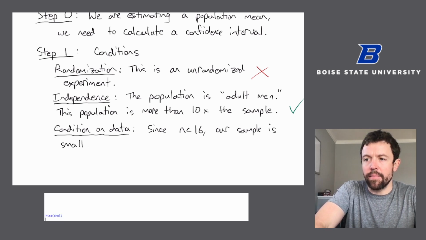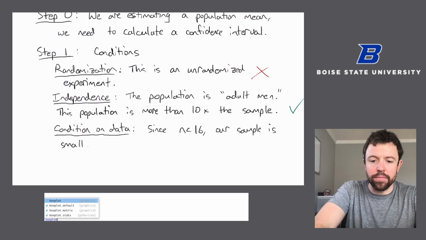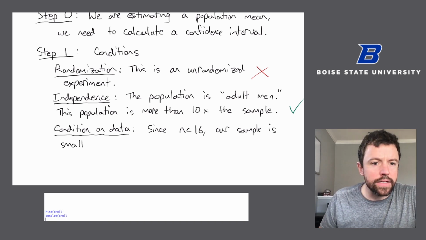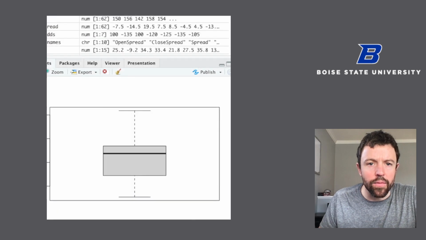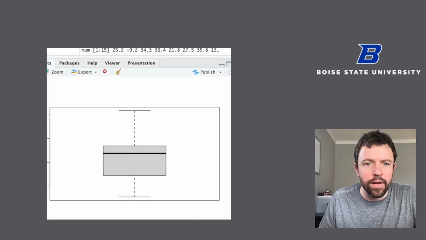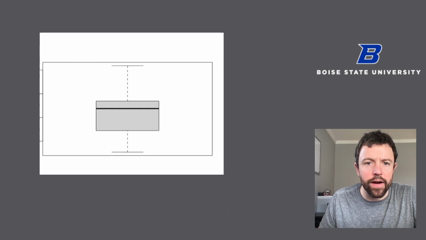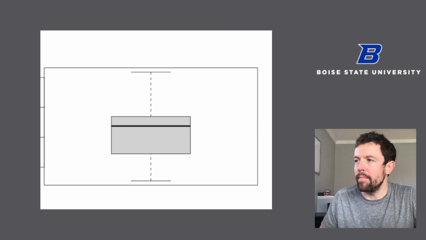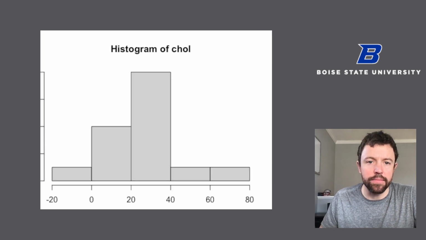So I'm going to do a histogram and a box plot. And then let's see, hopefully we can see these well. That's not exactly right. There we go. All right. So there we have a box plot, and there we have the histogram.